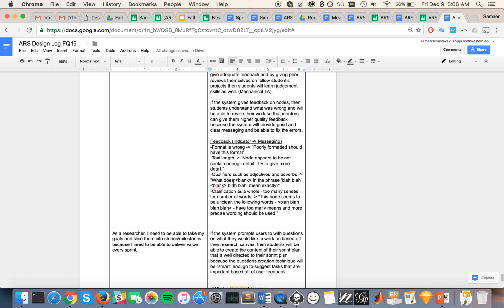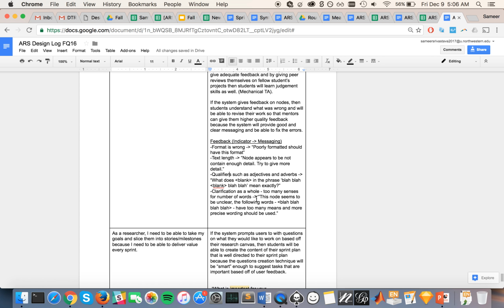And then clarification as a whole. There's the idea of word senses, and word senses per number of total words. If you imagine that kind of ratio, if there are too many senses in a node for the number of total words, over a threshold, that means the words you're using are just imprecise. There are too many ways to interpret this, so maybe you need to revise it.